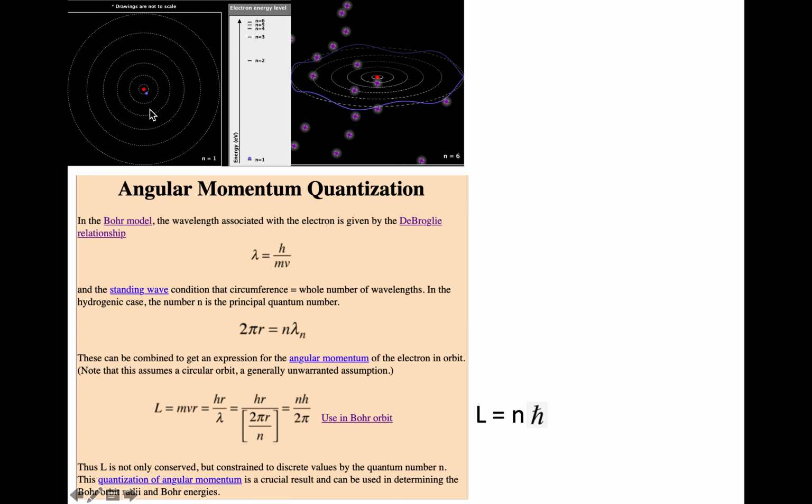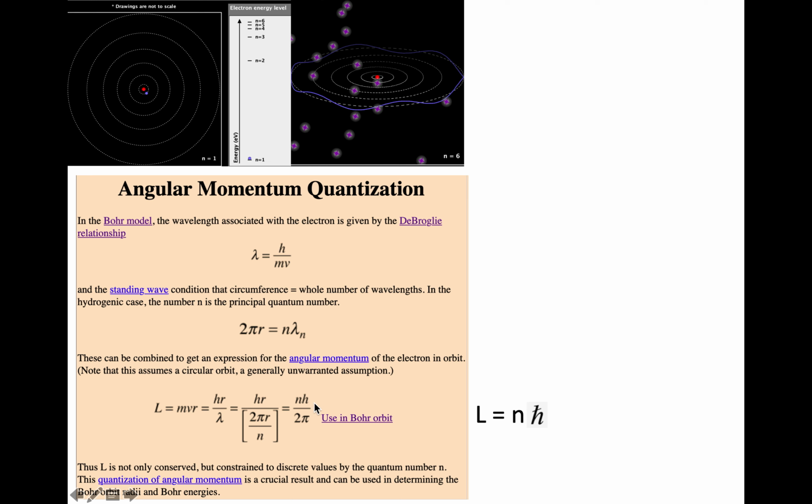How does that then show up within the Bohr model or the de Broglie model? We have the same rings after all. I think the Hyperphysics website does a good job of discussing the angular momentum within either the Bohr or the de Broglie model. So we have our de Broglie wavelength. We have the condition then for a standing wave. By simply putting those together, what we find is that the angular momentum, L, is quantized.